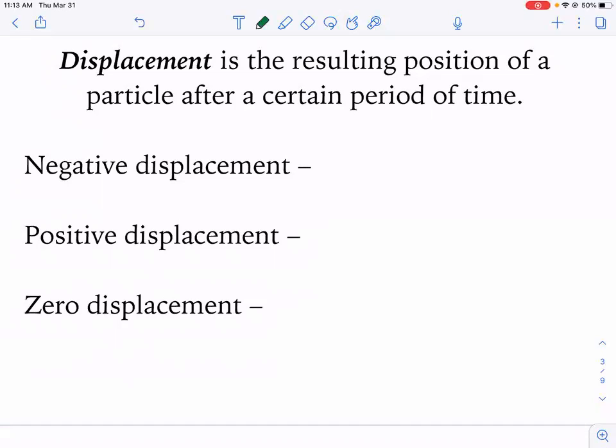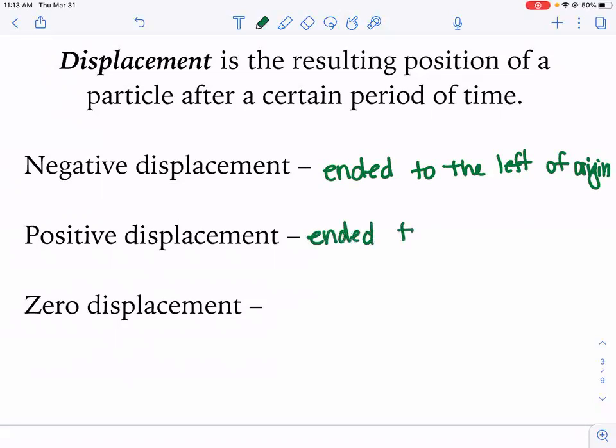Yeah. Okay, so negative displacement. If I say, what's the displacement after t seconds? And that number is negative. Well, that means that we ended where? To the left of the origin. Positive displacement means we ended to the right. And 0 displacement means we're back at the origin.